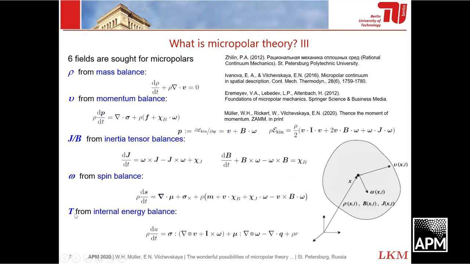But finally, we would like to know about temperature, and temperature stems from the internal energy balance. Here's the internal energy balance, internal energy production term due to the stress tensor, which can be antisymmetric, and due to the couple stress tensor, heat flux is here, and radiation is there. So these are our six fields, and of course, these are not enough because we have all these constitutive relations or quantities here. Stress tensor is just one of them. There are many others. So if we wish to establish and solve boundary value problems, we have to prescribe certain constitutive equations. I'm going to talk about some of these.